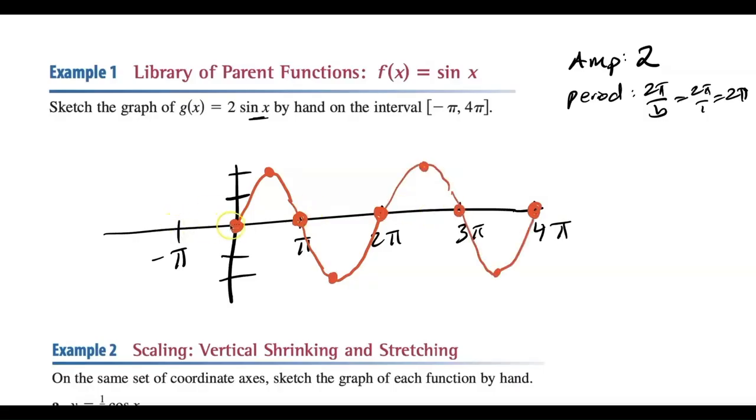And I also got to go back a bit. We start here. Our period is 2 pi. I'm going to go back 2 pi. I actually need to go back to here. That's where our point would be. Halfway between is my other point right there.